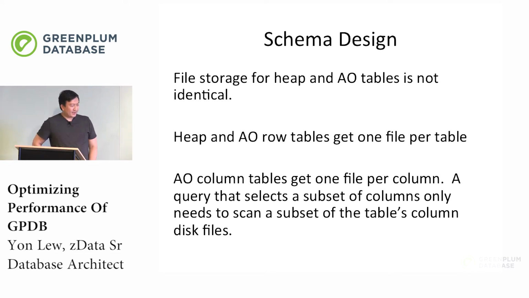So the thing to remember is that file storage for heap versus AO tables in the database is not identical. Heap and AO row tables get a single file per table. By contrast, AO column tables get one file per column. So if you select against an AO column table and your query only hits a subset of those columns, you're going to be able to scan only a subset of the table files, and that should be much faster.